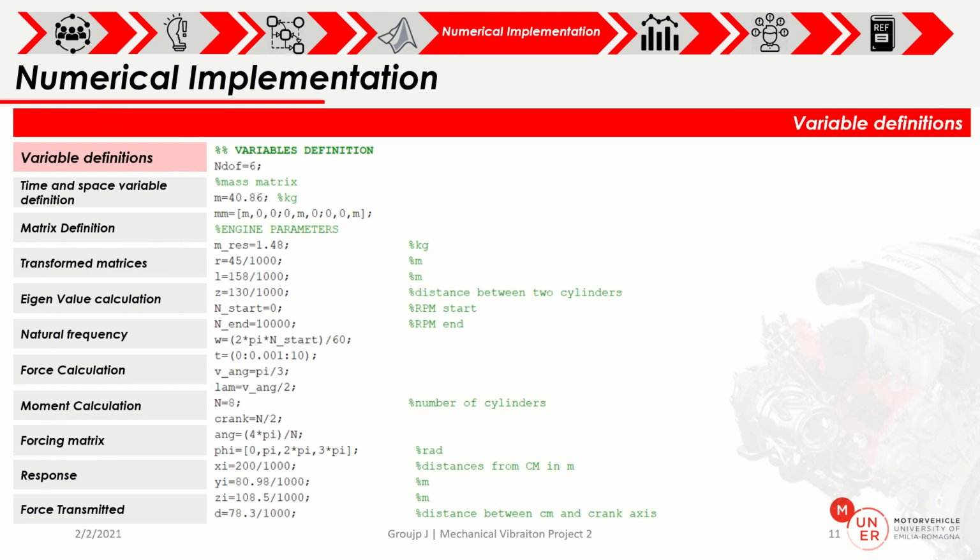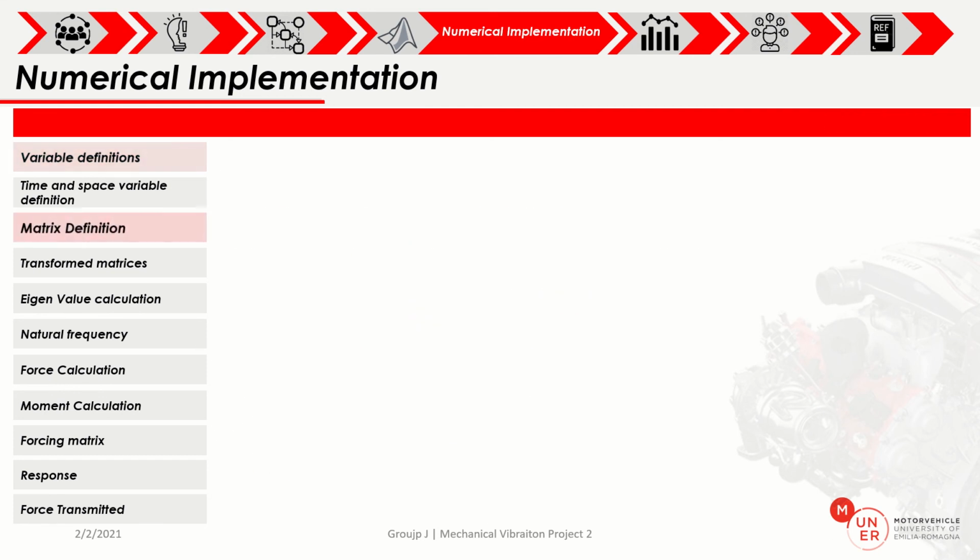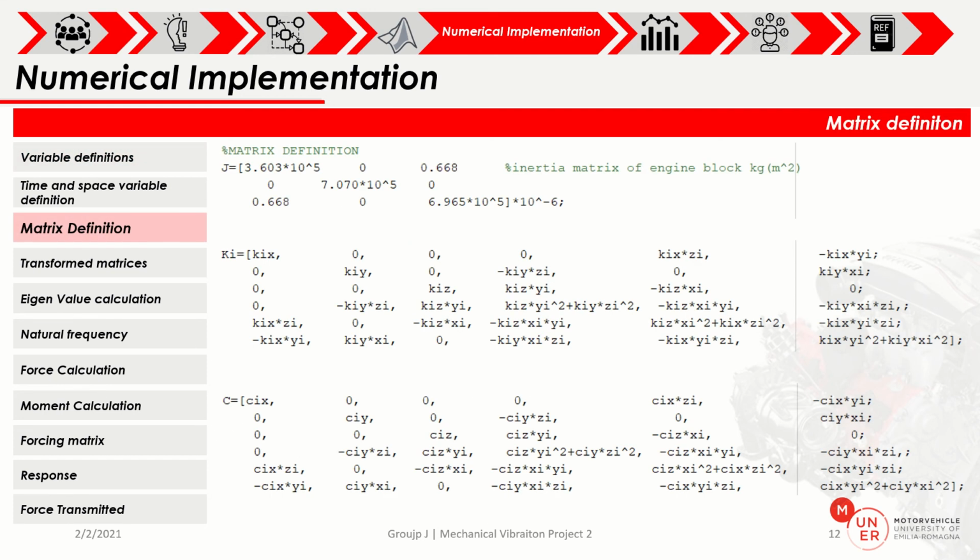Initially, we define the mass matrix MM, all the engine parameters, together with the test ramp condition, with start and end equal to 0 and 10,000 RPM. xi, yi, and zi represent respectively the absolute position of the four different mounting points with respect to the center of the mass of the engine block. Here we define the inertia, the stiffness, and the damping matrix.